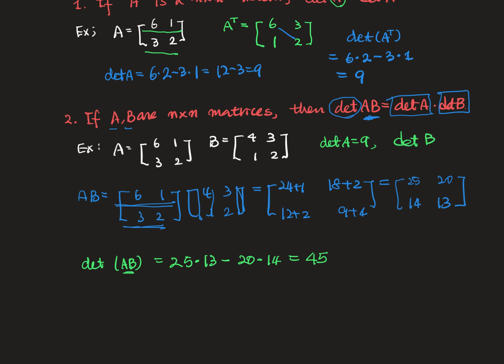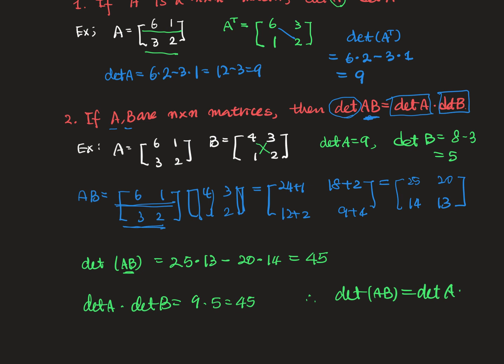What is determinant B? Determinant B is going to be what? 4 times 2 minus 3, right? So 8 minus 3, that's going to be 5. So this one is determinant A times determinant B. So 9 times 5 is 45. So we have the conclusion: determinant AB equals determinant A times determinant B. That's a useful property you're going to use.